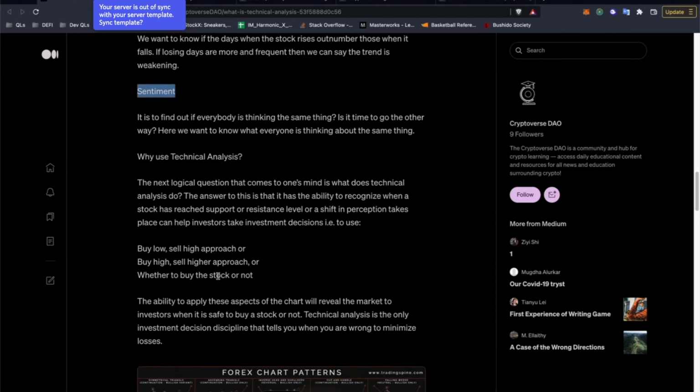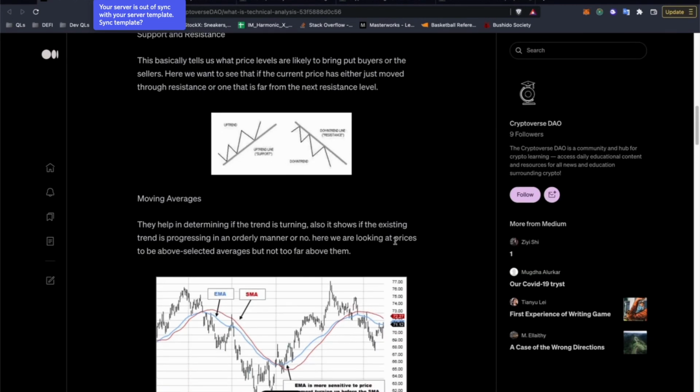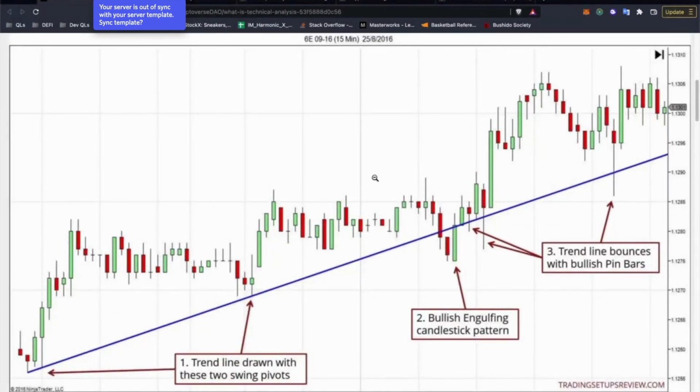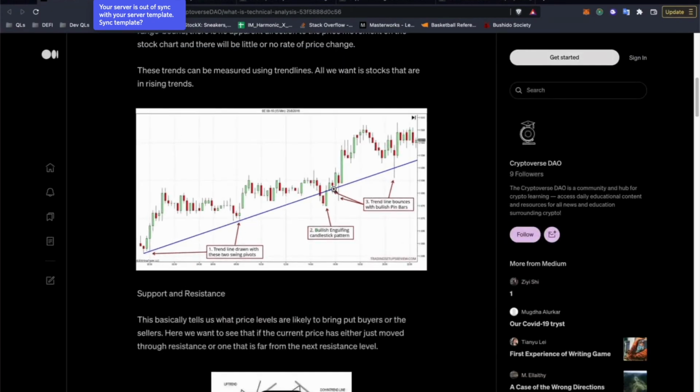Why use technical analysis? The next logical question. I mean, why would you not? Literally, you can make so much money if you learn how to do this. This is how you print money. This is how all these people have Lambos. This is how it's done.